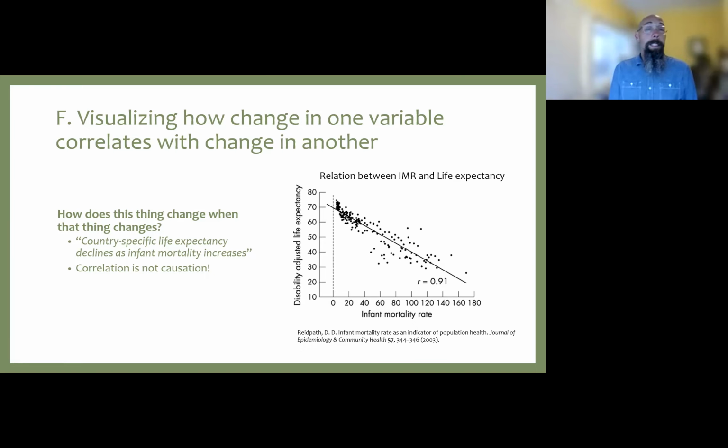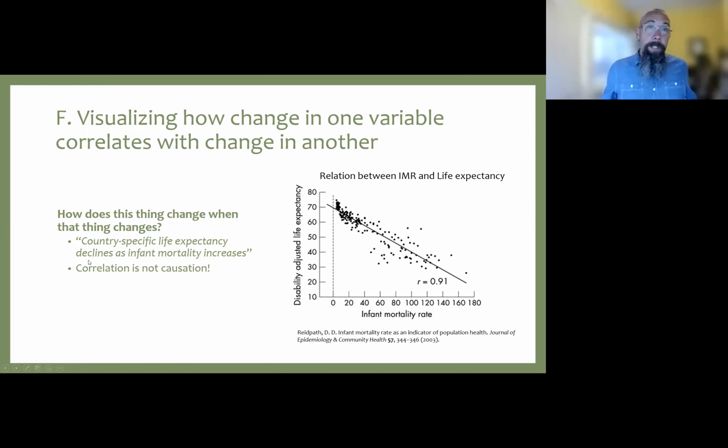So this is one that can tell us a lot, and also it can pack a lot of information in a way that might not always be intuitive. So the question is, how does this thing change when that thing changes? So in this particular example that I've got here, the country-specific life expectancy declines as its infant mortality increases. So in other words, this is dots representing lots of different countries, and as their infant mortality rate goes up, their disability-adjusted life expectancy goes down.